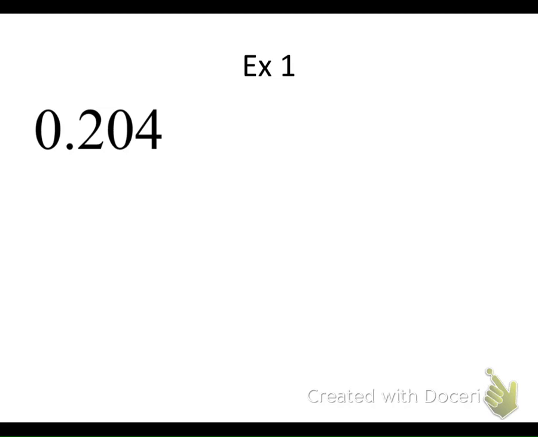So example number 1, we have 0.204. First of all, how would you read this number to me? 204 thousandths. Good, 204 thousandths. You wouldn't have to say that 0 point. You could just say 204 thousandths. Okay? So since that last digit, we already identified that it's in the thousandths place, that becomes my denominator.